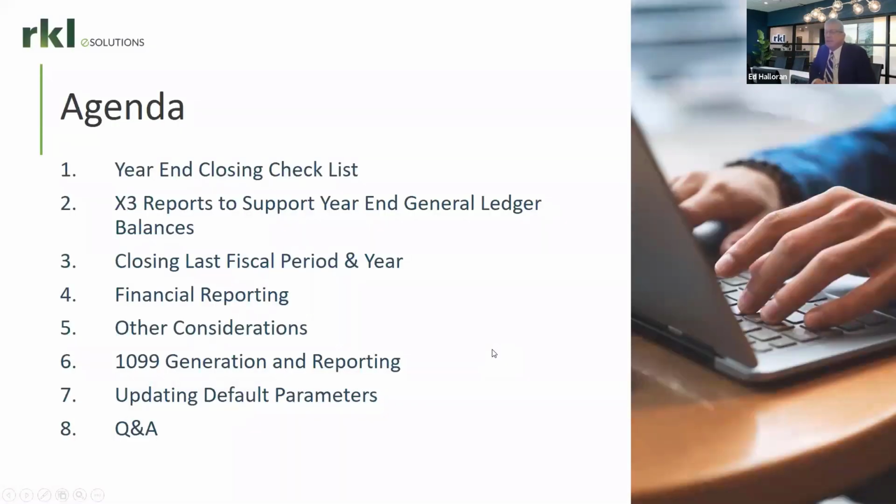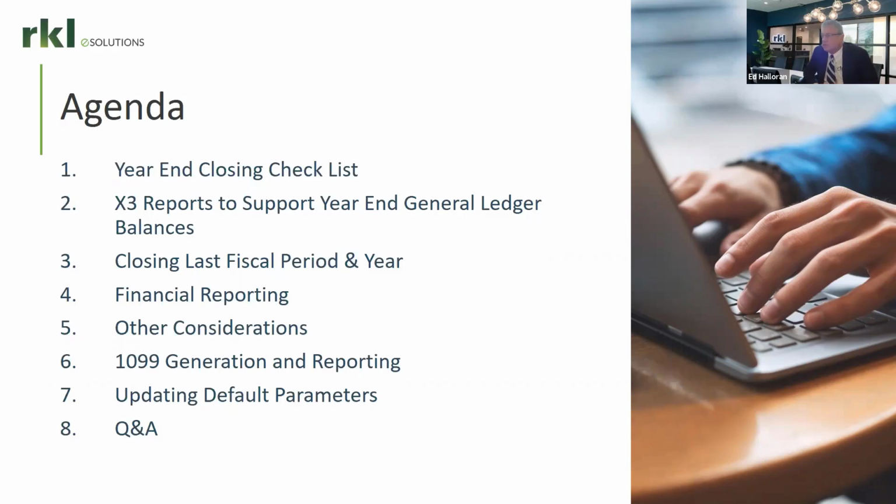And this is the agenda for today. We're going to go through a checklist to make sure that all these tasks are done before you can close out the year. Otherwise, X3 is going to give you errors in some of the reports or some of the processes that should tell you you need to do these steps before you can actually close out the year.